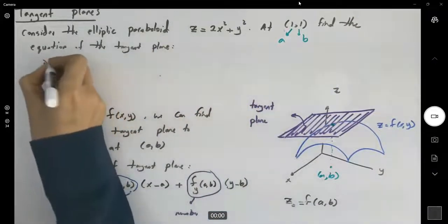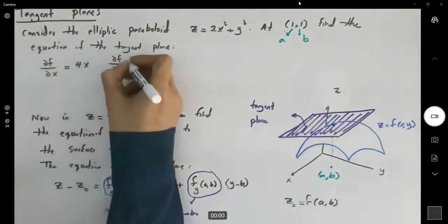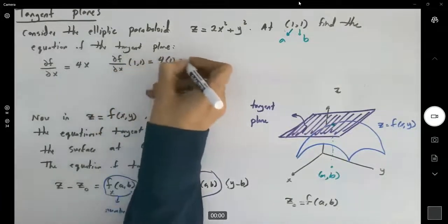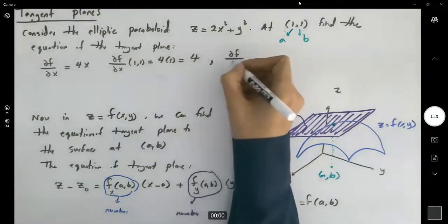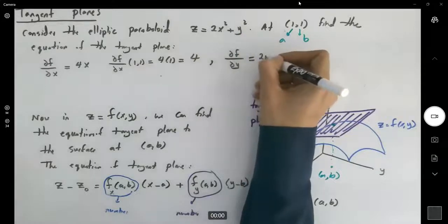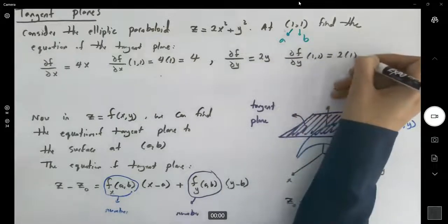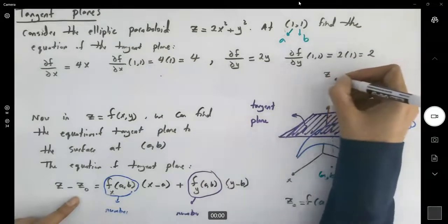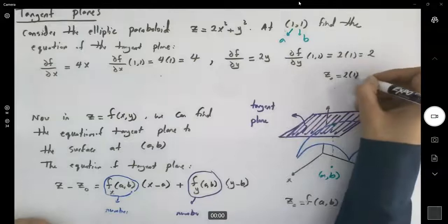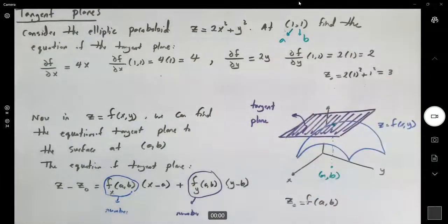So the partial derivative of f with respect to x is 4x. So the partial derivative of f with respect to x at (1, 1) is 4 times 1, which is 4. Now, the partial derivative of f with respect to y, the first term is just 0, so you get 2y. So the partial derivative of f with respect to y at (1, 1) is 2 times 1, which is 2. Very good. Now, what is z sub 0? Z sub 0 is 2 times 1 squared plus 1 squared, which is 3. I have all the information that I need.